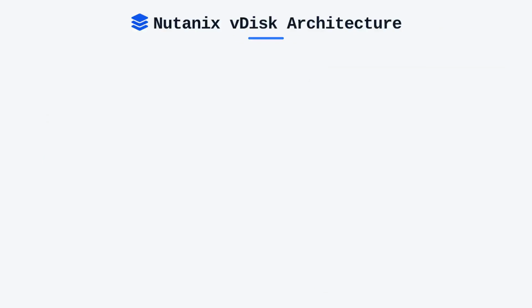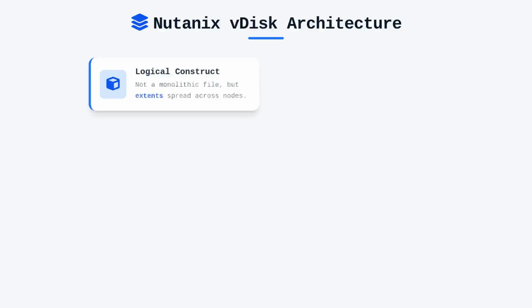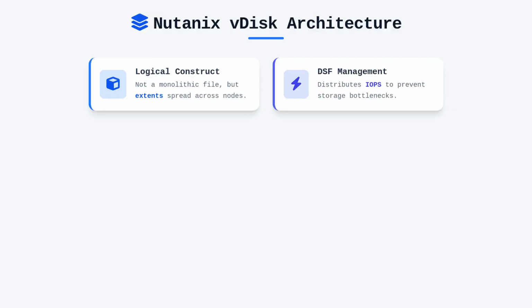The vDisk in Nutanix is not a monolithic file, but rather a logical construct composed of various extents spread across different nodes and disks within the cluster. When the distributed storage fabric manages IOPS distribution, it acknowledges that a single vDisk might be experiencing heavy read activity while another is relatively dormant. By striping the data blocks across all available nodes, the system inherently parallelizes I/O operations, which prevents the bottleneck often seen in traditional storage controller architectures.